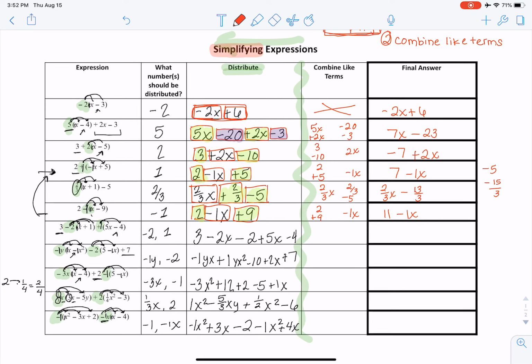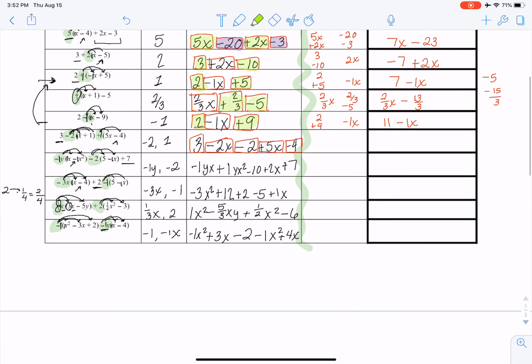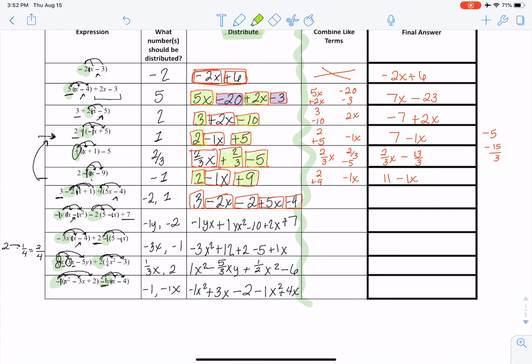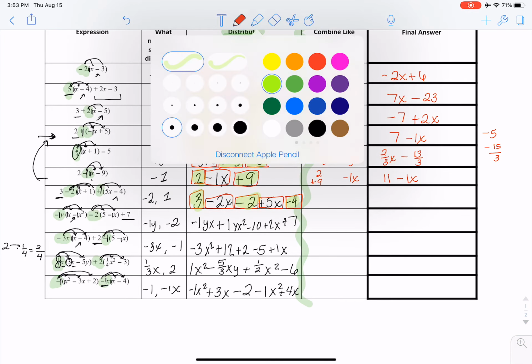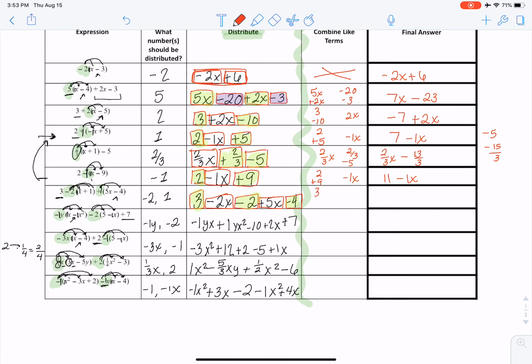Okay? The next one has a term of 3, a term of minus 2x, a term of minus 2, a term of 5x, and a term of minus 4. When I group these, I'm going to take the 3 first. The 3 groups with this minus 2 and this minus 4. And those 3 values group together because neither of them have x's. So I have one group that is a 3 minus a 2 minus a 4.